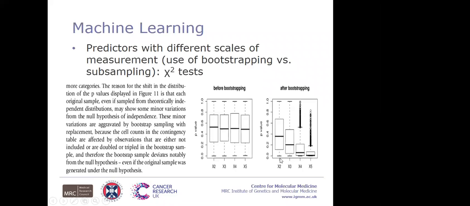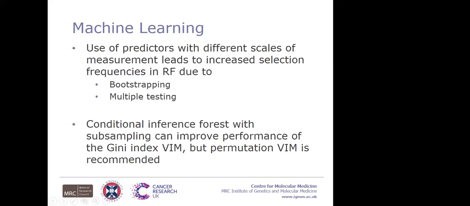Okay, so just to recap that section, the use of predictors with different scales of measurement leads to increased selection frequencies in random forests due to bootstrapping and multiple testing. Conditional inference forests with subsampling can improve the performance of the Gini index variable importance measure, but they suggested that we not use the Gini index-based variable importance measure and instead stick to the permutation-based variable importance measure, which isn't affected by these problems. Okay, right, so are there any questions at the end of this bit?